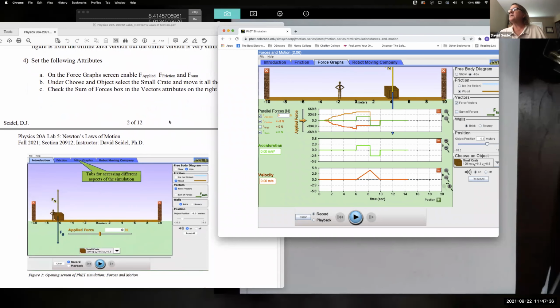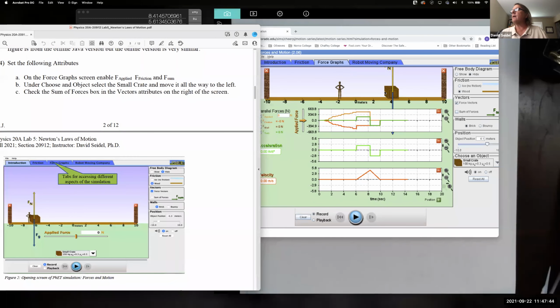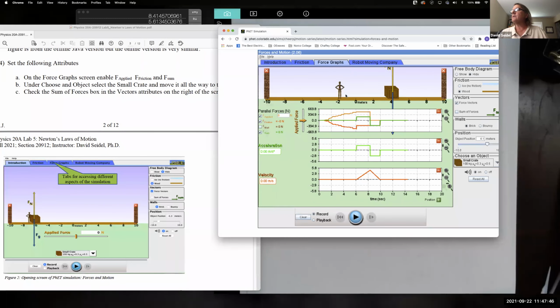So I ask you in here to show these 3 graphs, choose the small graph and move it all the way to the left. I'm going to clear my graphs here. I'm going to move it all the way to the left, and it hits the wall here. And that's an extreme event. Pause it, clear it.